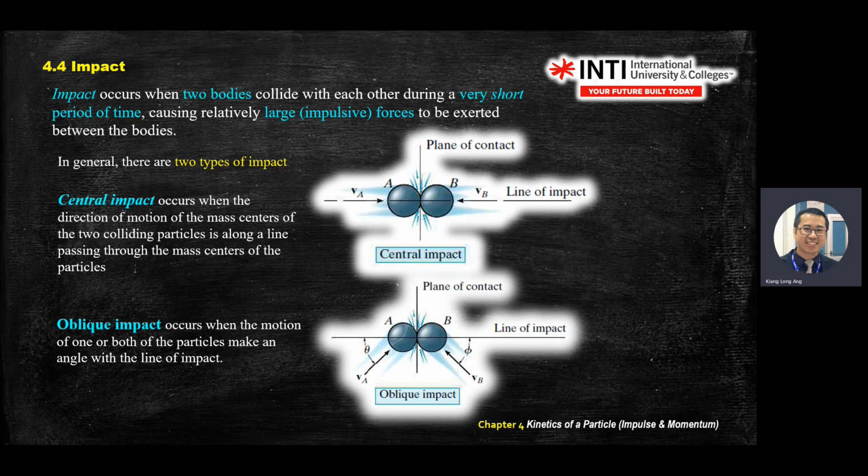And the angle of coming in refers to the line of impact. What is the relationship between plane and line? 90 degrees. So don't say, Dr. Ang, I don't know how to draw. They always have a plane of contact, then you draw the line of impact, then give the angle.